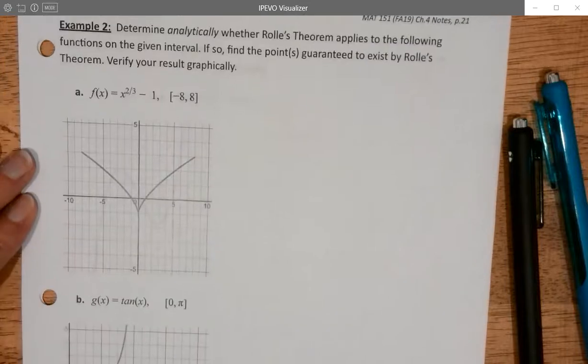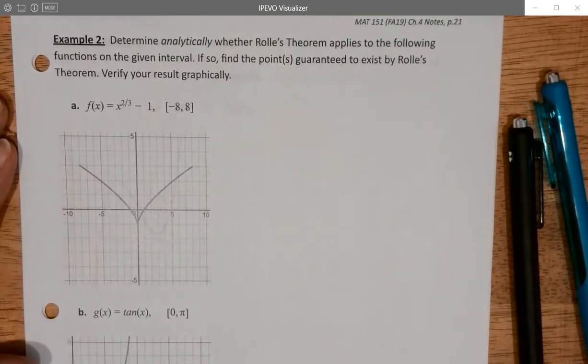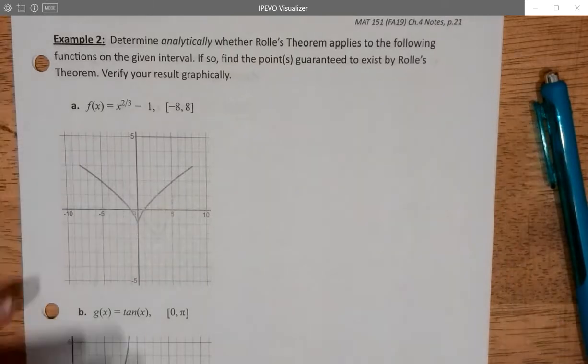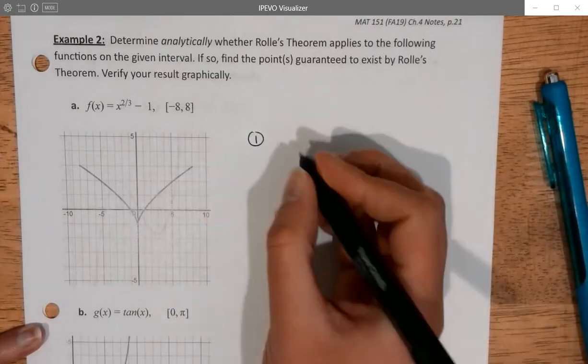In example 2, we're going to determine analytically whether Rolle's theorem applies to the following functions. If so, find the point guaranteed. So we need to make sure that those three conditions apply. So condition 1, continuity.